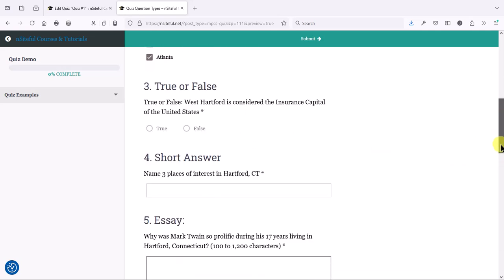Third type is true or false. True or false, West Hartford is considered the insurance capital of the United States. I'm going to say true. I know it's false. I'm from Connecticut.